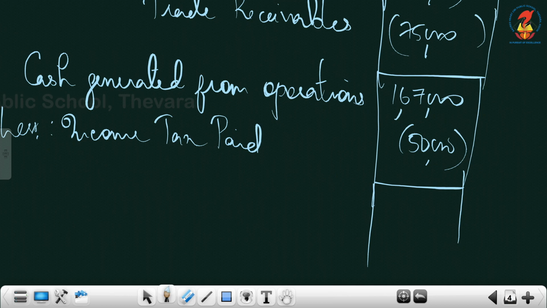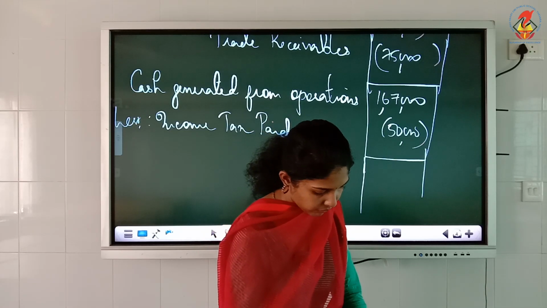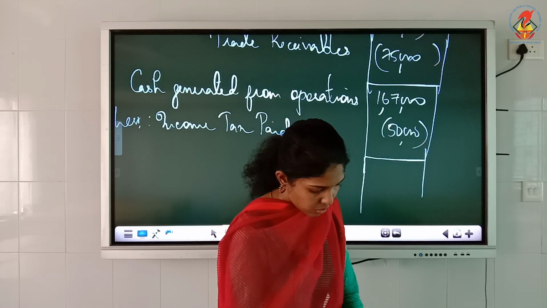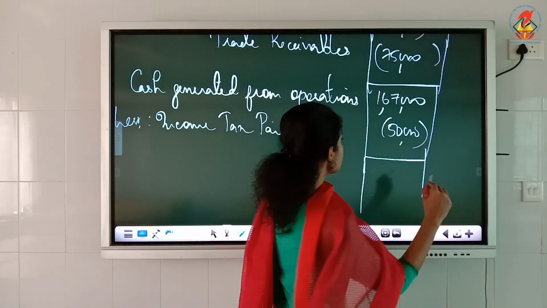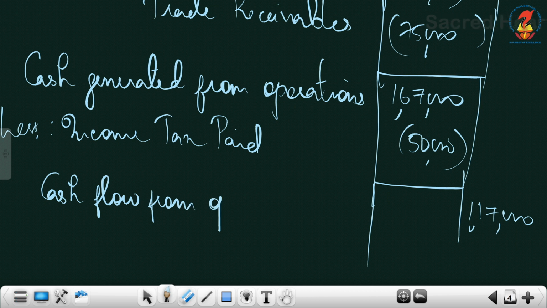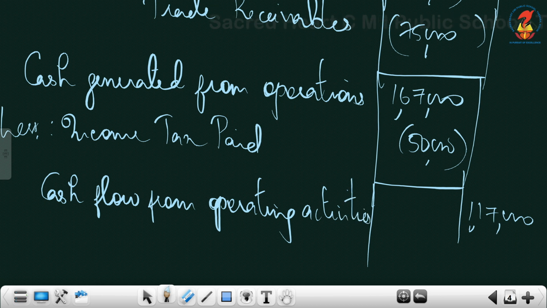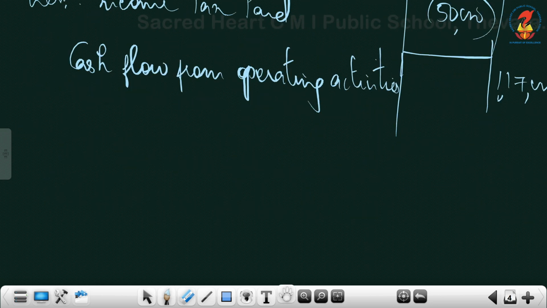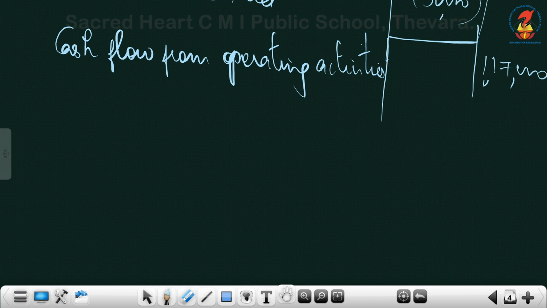So now we will get the final answer, which we can write in the outer column. The answer is 1,17,000. You just compute it whether you are getting the same figure. Since it is a positive answer, you can write it as cash flow from operating activities. Cash flow from operating activities.